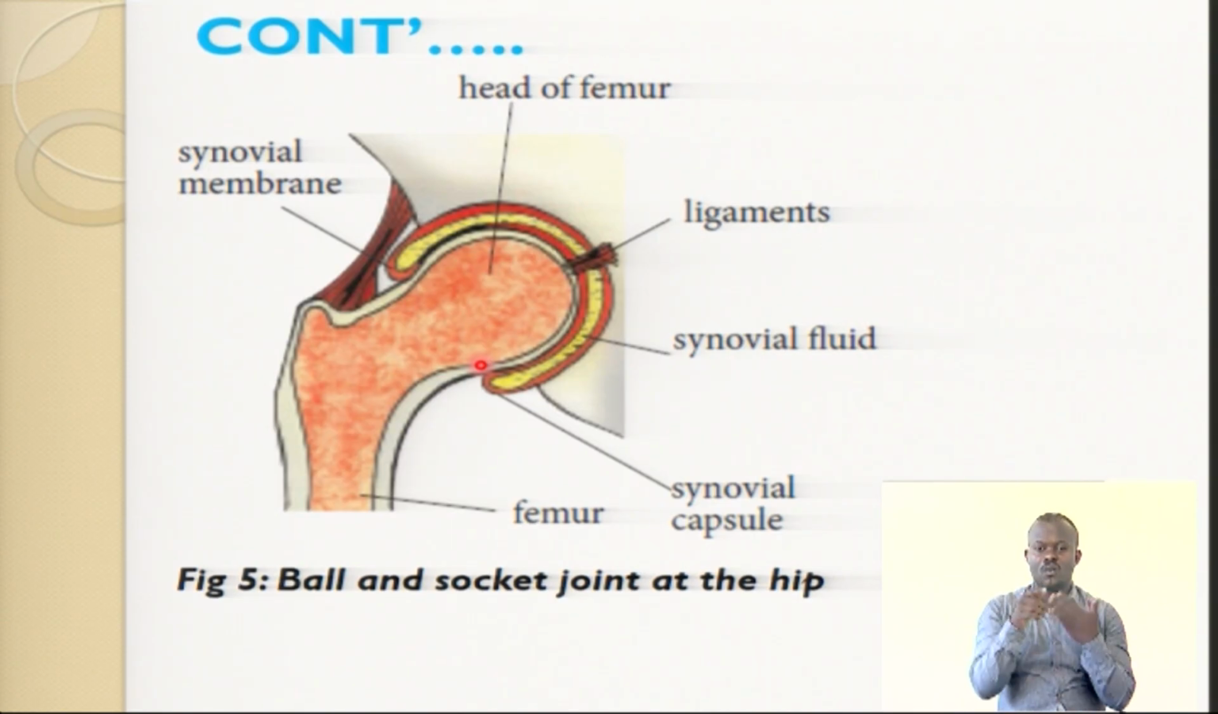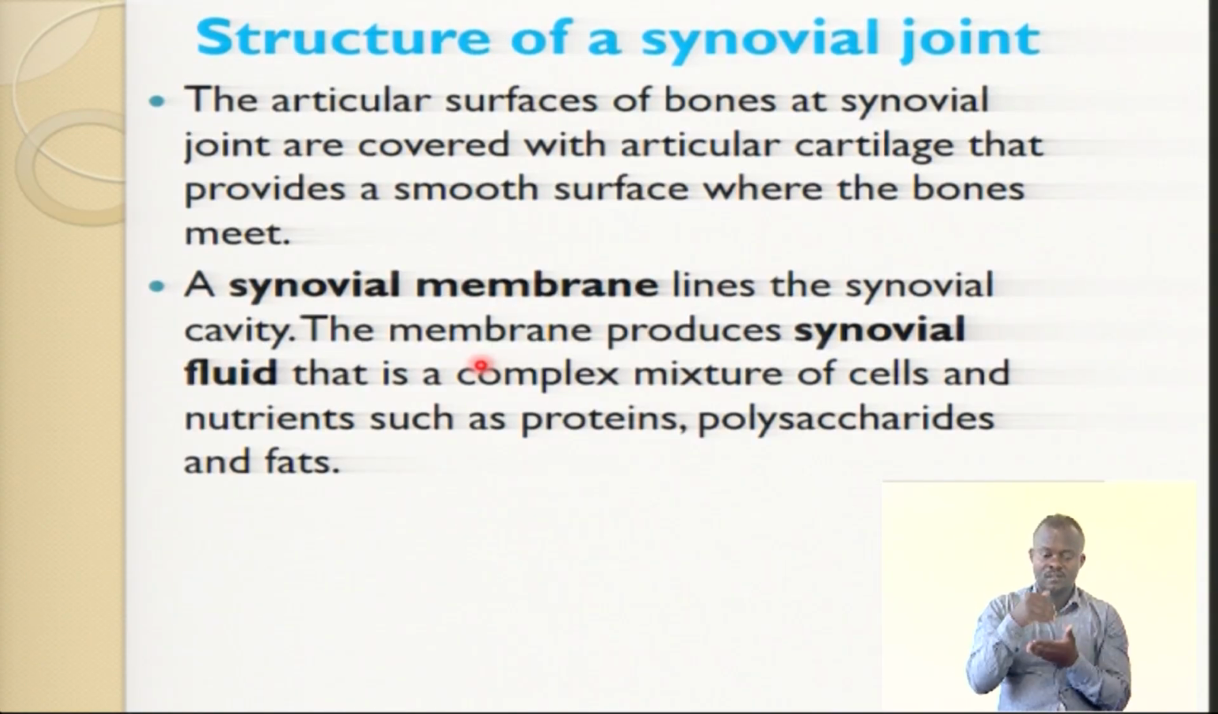So this synovial fluid is very important in terms of lubrication. Synovial fluid also contains a complex mixture of cells and even nutrients such as proteins, polysaccharides, and even fats. The question I'll be asking you is, what kind of food or diet can you eat to get more synovial fluid? You eat food that contains more bone marrow, all right? Bones are the ones that provide synovial fluid.